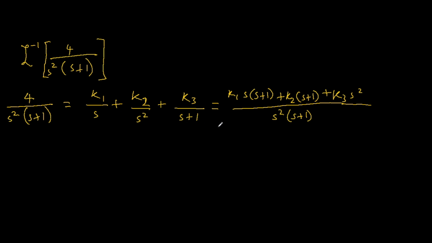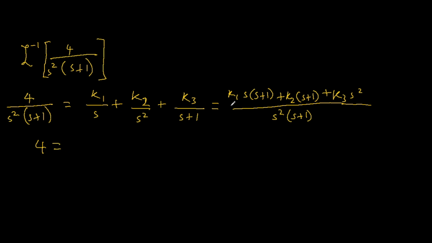Now you have three terms and three unknowns. So to equate your numerators, you have the coefficients of s squared. Yeah, so the coefficient of s squared is equal to 0 because there's no s squared in the numerator on the left hand side. So k3 is equal to 0. Now coefficients of s, sorry, I'm wrong about this. Let me rewrite this numerator once again, or let's just write the expression, equate the numerators.